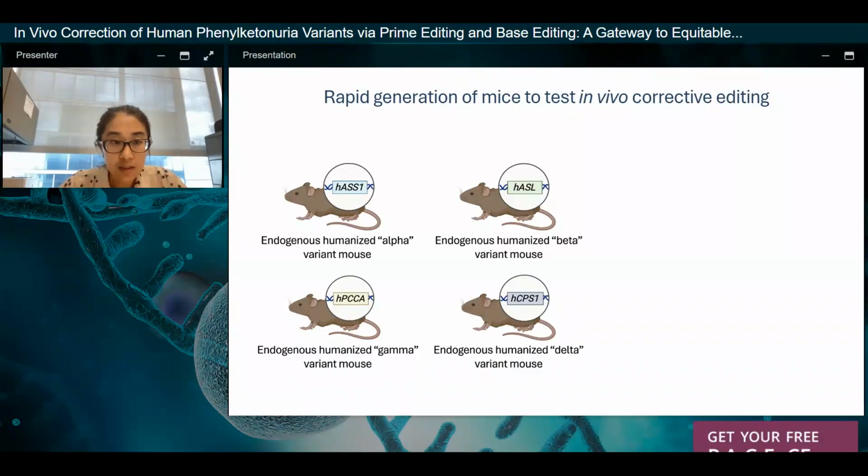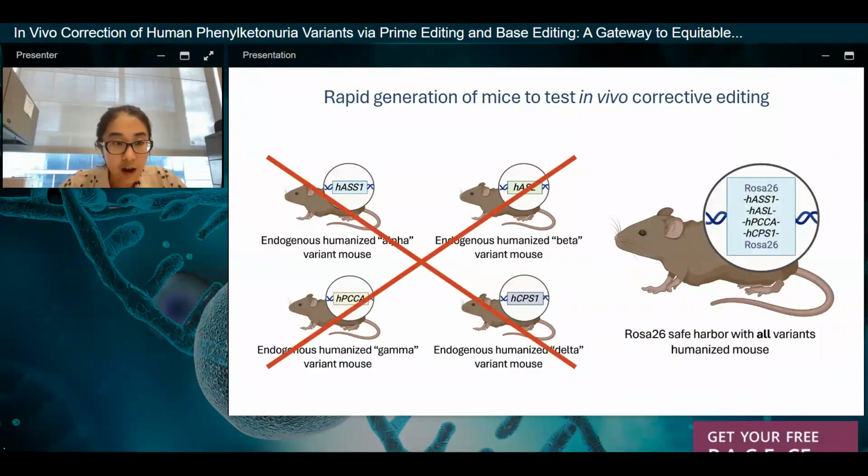We need mouse models to assess in vivo editing, but again, it's not practical to do one mouse model at a time. So we've also begun rapid generation of mice for testing in vivo corrective editing by integrating the genomic sequences of a set of variants as a block into the ROSA26 safe harbor locus. We've already made the mouse for the variants from the first 4 patients I just mentioned earlier. With this platform, we can develop gene editing therapies in a matter of months rather than years.